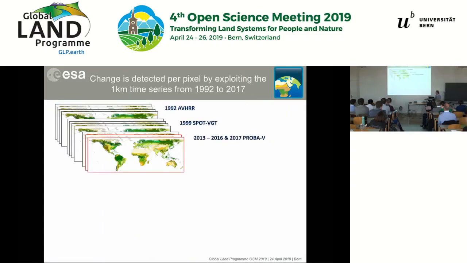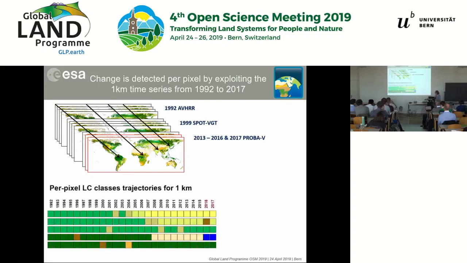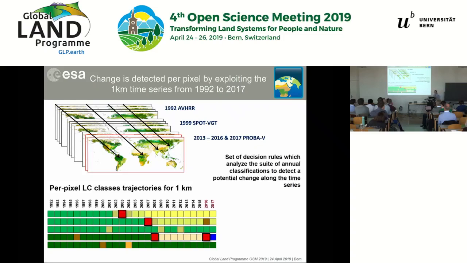So if we have a closer look at the change detection, here are the classified data from AVHRR, SPOT VGT, and PROBA-V. So each year, this is a separate classification. And then we are extracting for each pixel the series of the trajectories of the classes that we are mapping at 1 kilometer. And then we have defined a set of rules that scan the time series and allow for the detection of changes.